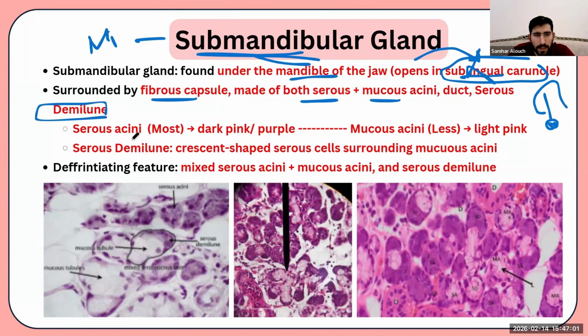Okay, so first let's start with the serous acini. Most of the gland is made of serous acini. So although the submandibular gland is made of mixed serous and mucus acini, it is mostly made of serous. And that was a question.